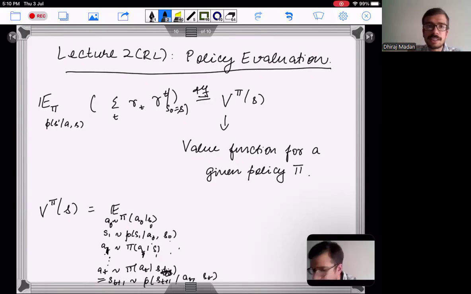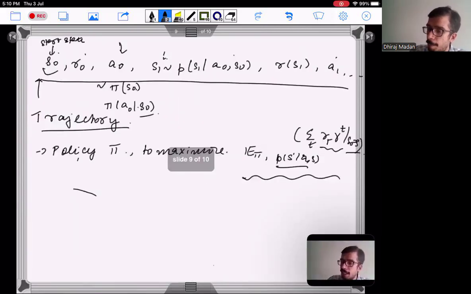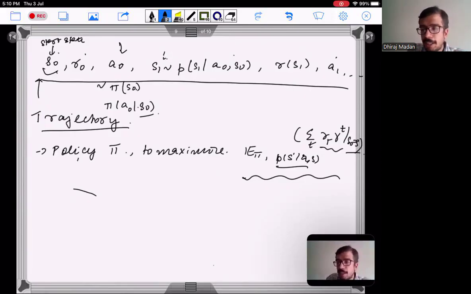Okay, don't get confused with all of this. Essentially, what's happening is the way this trajectory is evolving. You start from the state S naught and you obtain the reward R naught, and you sample the action. Who samples? The agent samples the action from the policy, whose distribution is given as pi of A naught given S naught. Then S1 is chosen by the environment.